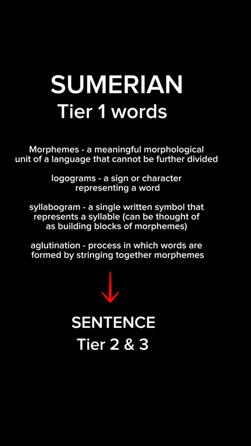So, Sumerian uses morphemes, logograms, syllabograms, and agglutination to build words and form sentences, which all works together. There is a lot more to the grammatical system, but that is the very basic bottom tier that you need to know.